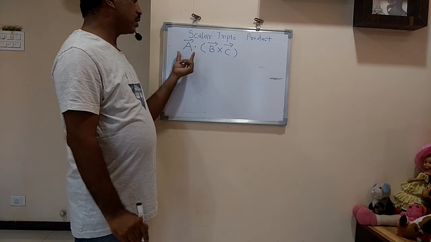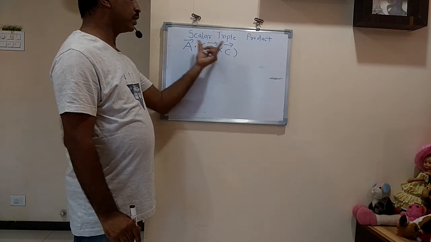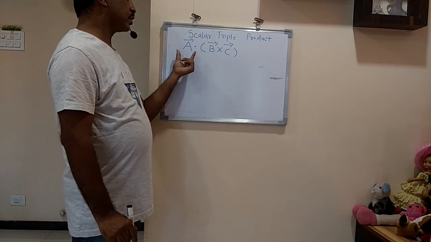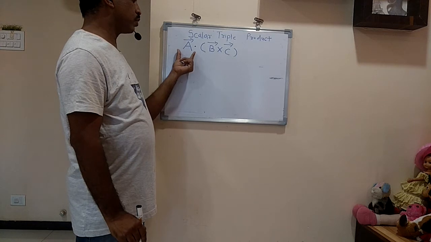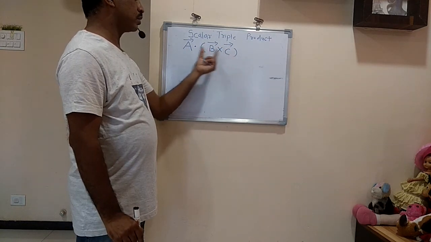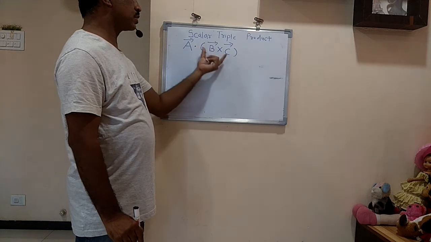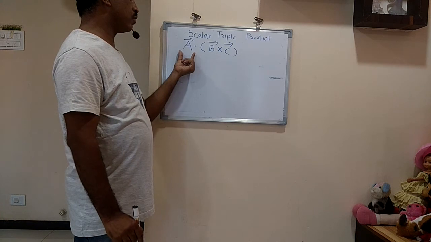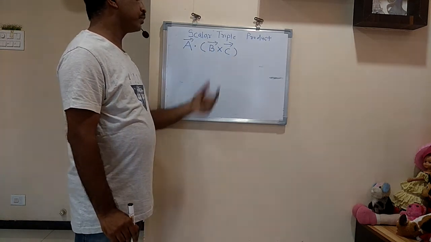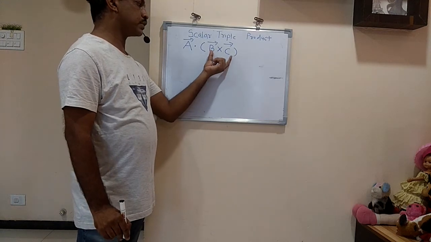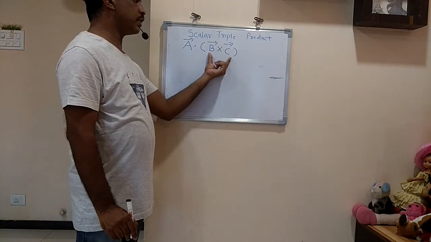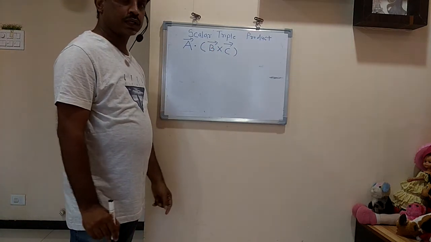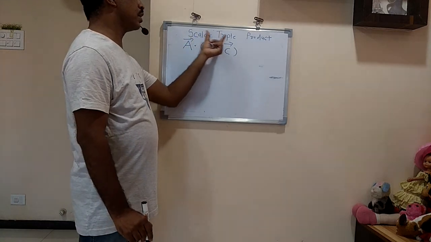How can we define it? A scalar product of one vector with the vector product of the other two vectors. Suppose we say A dot: the scalar product means the product of vector A with the other by dot, so it is known as a scalar product. And B cross C is a vector, so it is the dot product of one vector with the vector product of the other two vectors. B cross C is known as the vector product. So the scalar product of one vector with the vector product of the other two vectors is known as the scalar triple product.